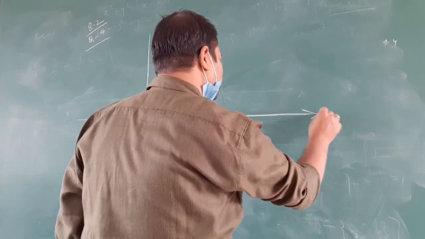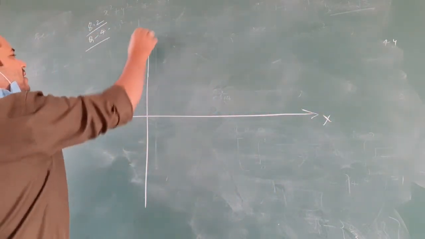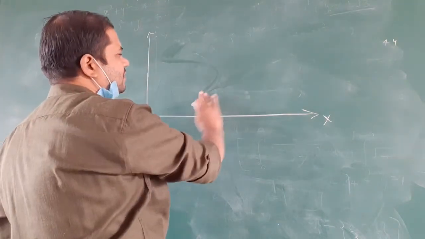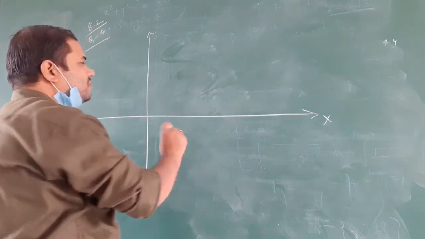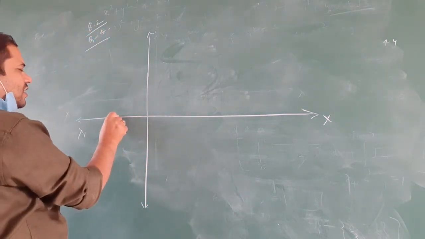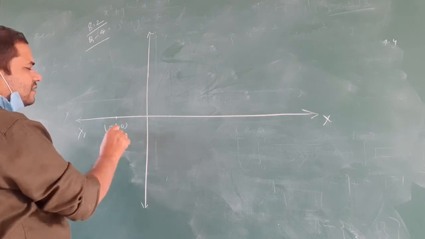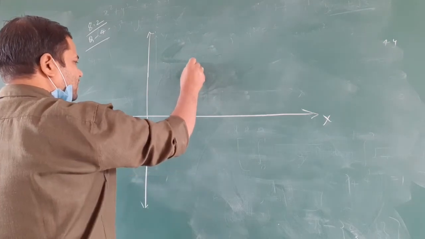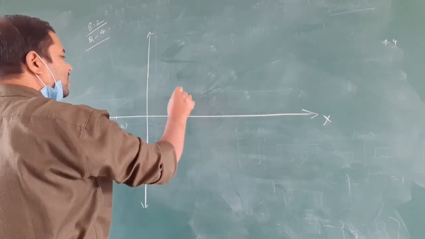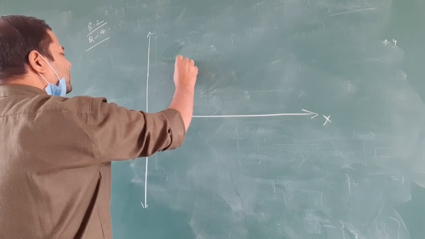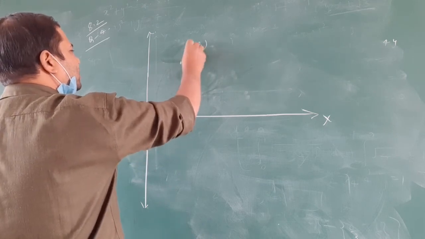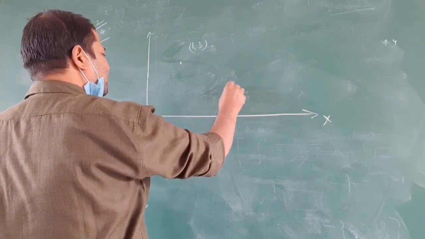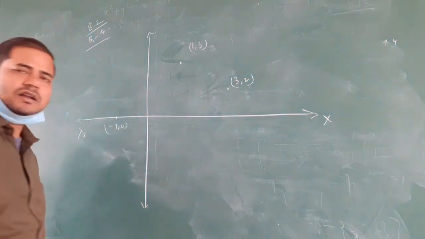Using the method of integration, find the area of the triangle whose vertices are given: minus 1 comma 0 is here only, and then 1, 3 is here, and 3, 2. यहाँ पे आ जाएगा बेटा. Okay, these are the vertices.